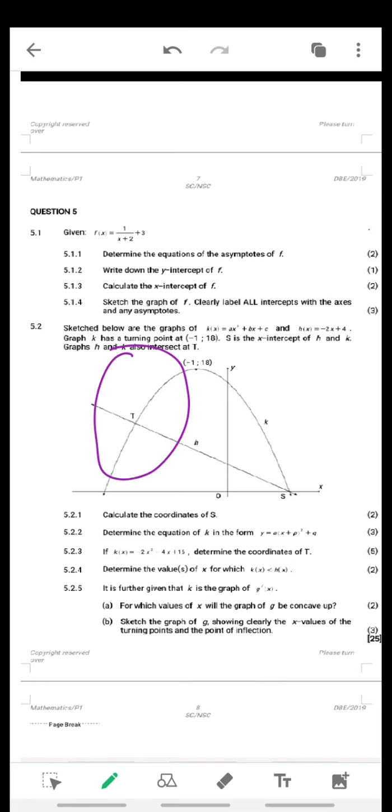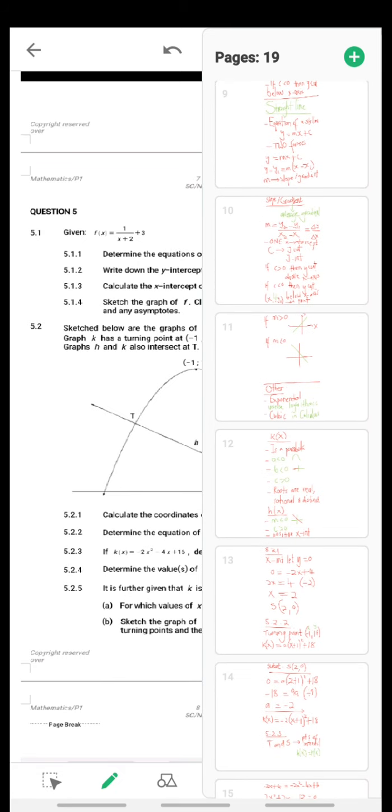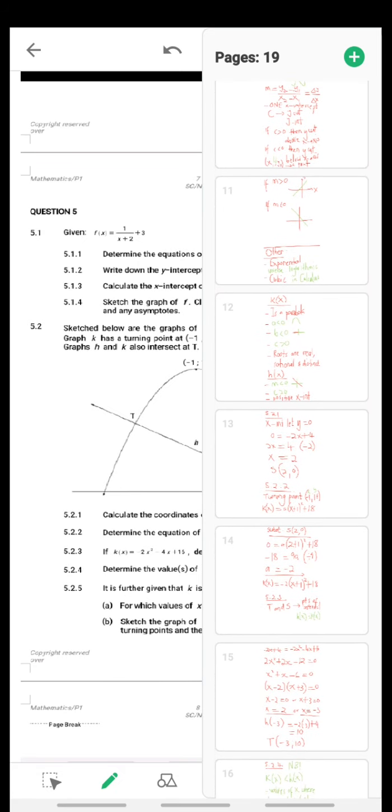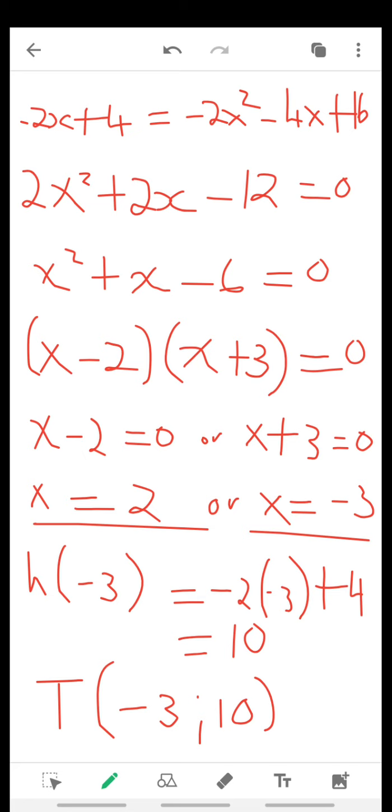Remember, what did I say about T? I said T is the point of intersection of the parabola and the straight line, meaning we can equate the two equations. Now, when we equate the two equations, we have minus 2x plus 4, which was the equation of h, equal to minus 2x squared minus 4x plus 16, which is the equation of k.